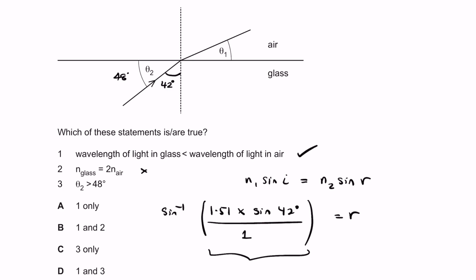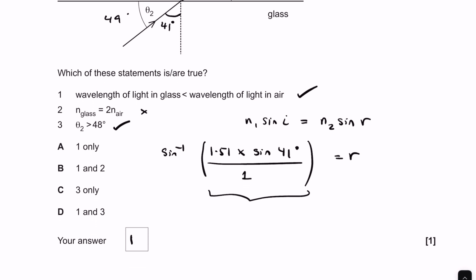However, if this angle theta 2 is greater than 48, let's say 49 or whatever, then this angle will reduce. Okay, this will become 41. So now if I just replace my angle by 41 degrees, well, that just about works. Okay, it's about 0.99 something, and that in the calculator works really well. So that means that increasing theta 2 would decrease the angle of incidence, and therefore the ray would be refracted through a certain angle. So number 3 is definitely correct. So my answer would be D.